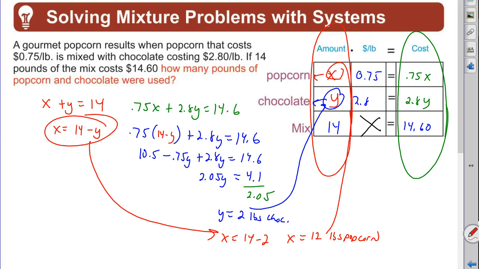That's the idea. Now, let me remind you of one thing. A lot of times in the percent type problems, make sure that if you have a pure substance, then it's 100%. Any pure substance is 100%. Other than that, that's how you do them.